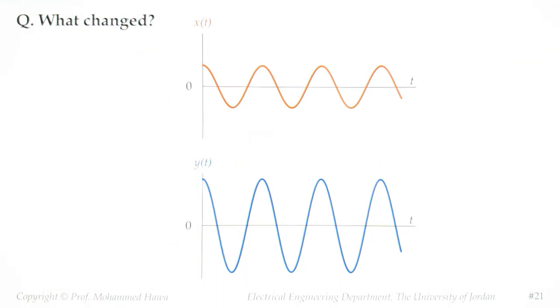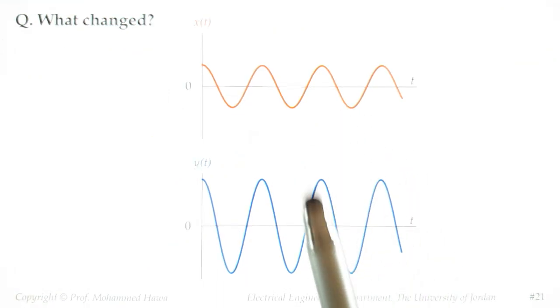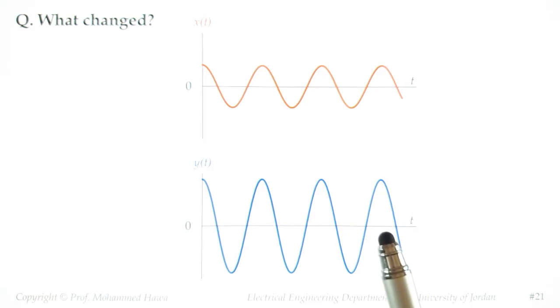What changed between the red curve and the blue curve? The red curve is a cosine and the blue curve is another cosine. What did I change? You have three parameters. You have amplitude, you have frequency, you have phase. What did I change between the red cosine and the blue cosine? Well, hopefully you understand. Here I changed the amplitude. I increased the amplitude of the blue curve compared to the red curve.